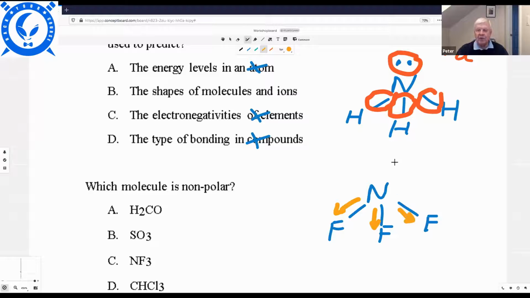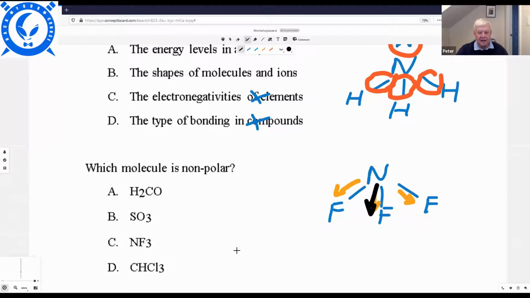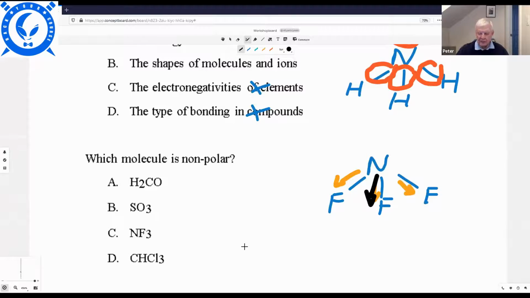So the net dipole moment of NF3 will be an arrow extending down from the nitrogen between the fluorines. So the net dipole moment I'll indicate in black, was down here then, right? So NF3 is polar. And so those of you who voted for SO3 are absolutely correct. It's trigonal planar and it does not have a dipole moment. The other guys do. Okay.